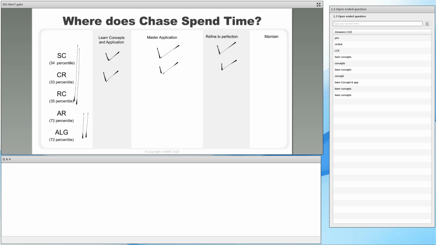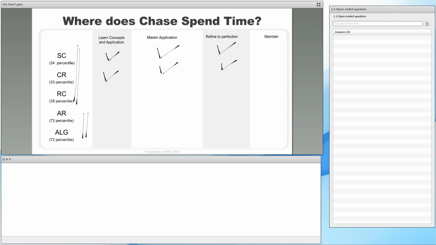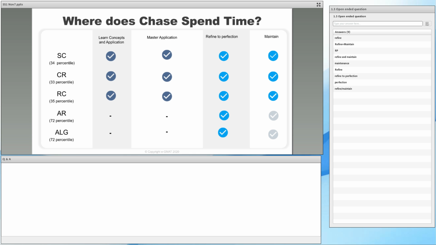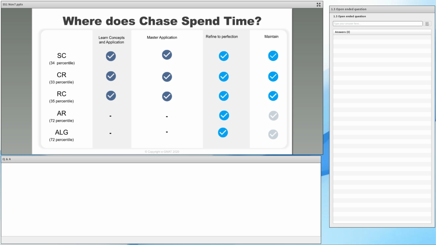For quant, where would Chase be spending his time? Yes, this is where he'd be spending his time over here. Okay, but not here, not here, not here. So this is where he'd be spending his time. This is Chase's matrix. Does that seem logical?